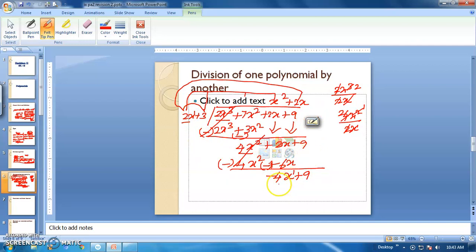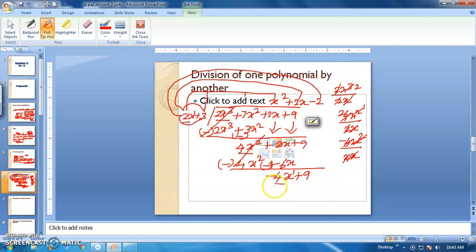Okay, so for the next term you can divide the first term by the first term, so minus 4x divided by 2x. So x gets cancelled here one time, here 2 times, so minus 2. So write minus 2 as the next term of the quotient and multiply it with these two terms. Okay, multiply 2 with these two terms.